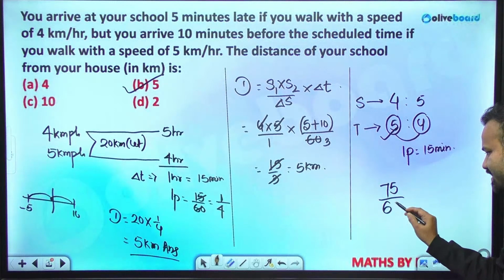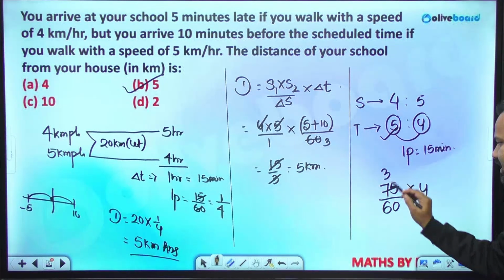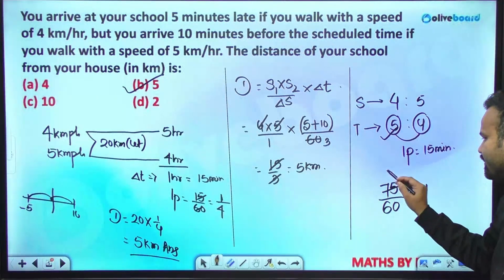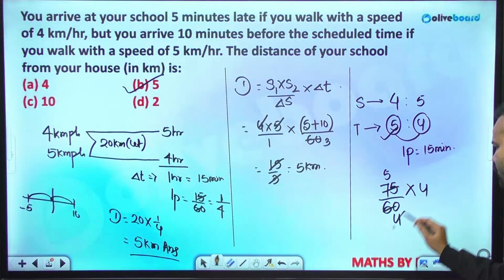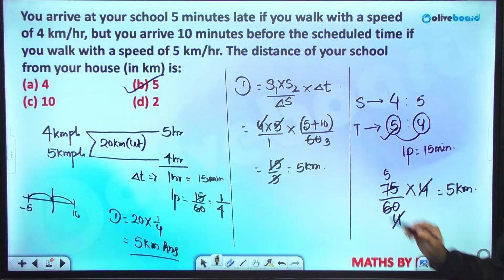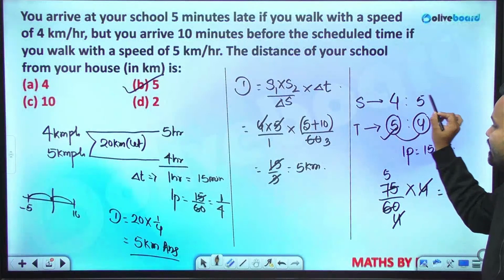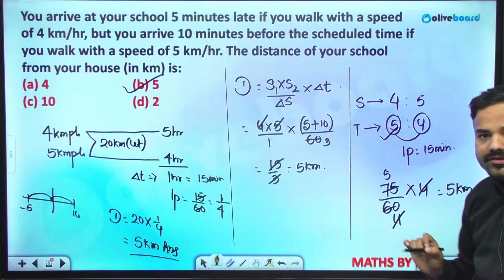75 minutes by 60 multiplied by speed is 4. This is 15 times of 3, 15 times of 5, and this is 15 times of 4. So 4 and 5 kilometers. What I have done again: the speed ratio was 4 and 5. The ratios of speed were 4 and 5. The ratio of time period will be 5 and 4.